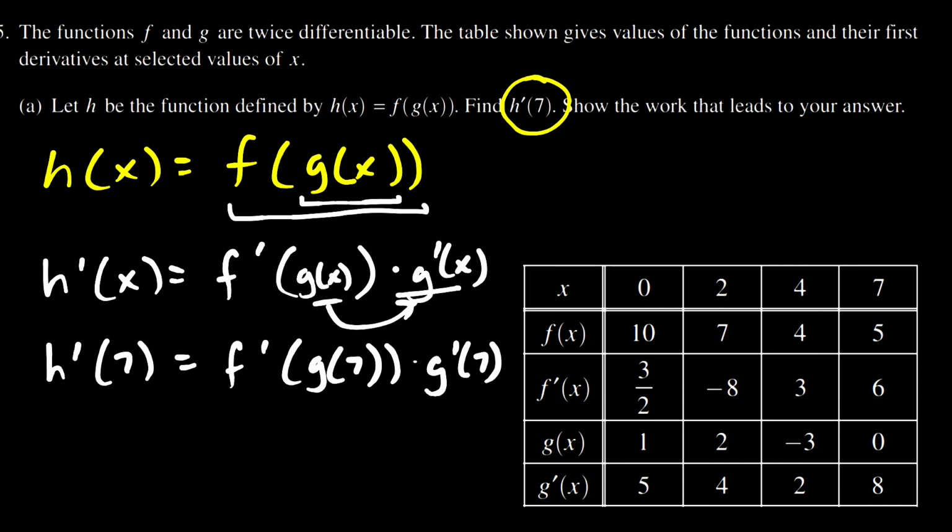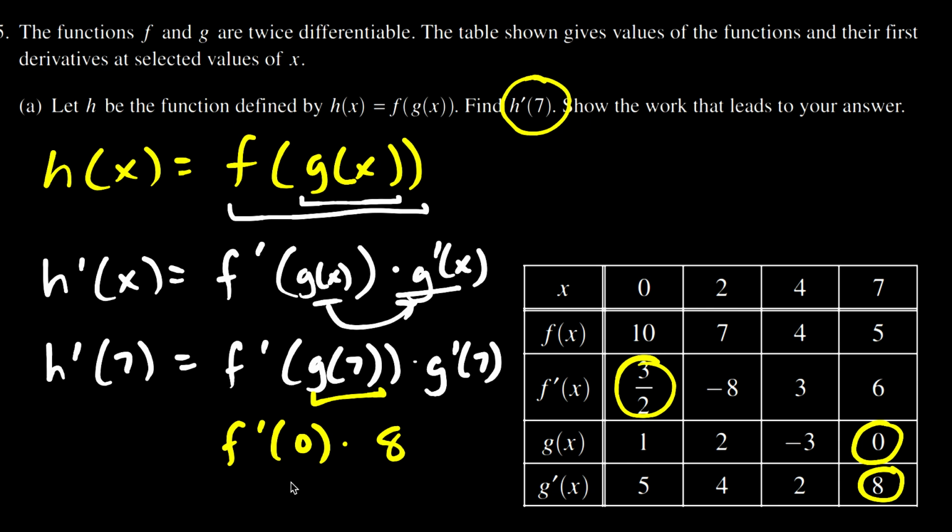So now we're just going to go ahead and use that chart very carefully. We'll start inside parentheses here, g of 7. We go over 7 down to g, and we have 0. So we have f prime of 0 times g prime of 7. We go over 7 down, there's g prime, it's 8. So we do need to find f prime of 0 now. So we go over 0, and f prime is here at 3/2. So we're going to have 3/2 times 8.